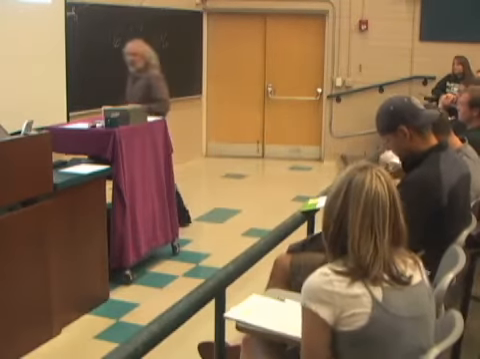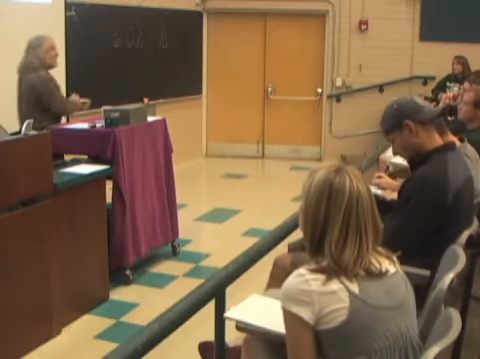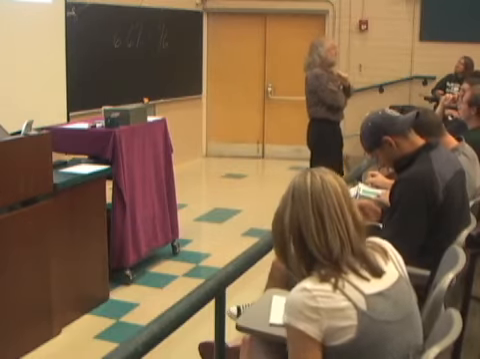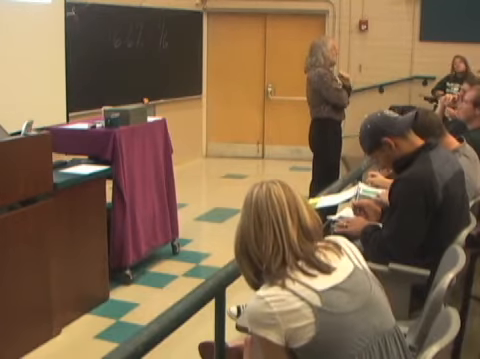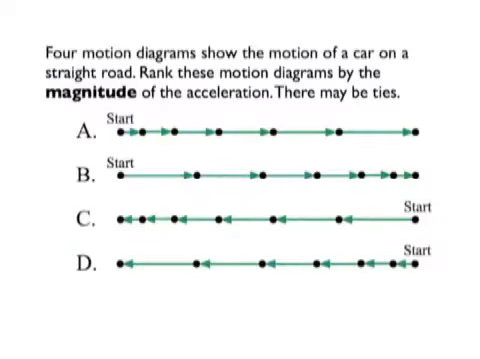Now, the direction is going to be crucial for us, but the other thing that's going to be crucial is the magnitude. And the magnitude is the size of the acceleration, okay? How big is it as a number? We did some calculations of accelerations last time. But I want you to think about this. Four motion diagrams show the motion of a car on a straight road. Rank these motion diagrams by the magnitude of the acceleration. There may be ties. Talk to your neighbors about this and think about the magnitude. How big is the acceleration? Talk to your neighbors, and I'll call for a vote in about 30 seconds.